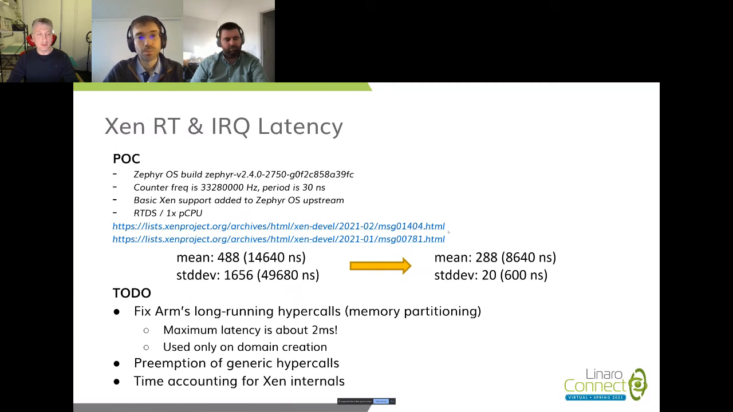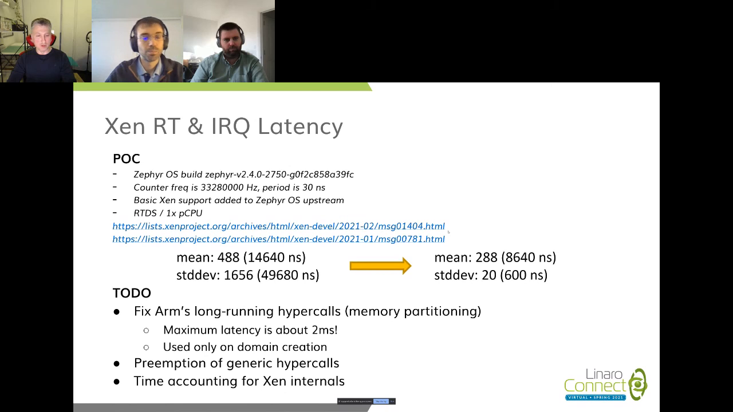And we did a POC using Zephyr with a very, very basic real-time scheduler configuration that's publicly available on the mailing list. With the implementing preemption, we've managed to get 600 nanoseconds deviation on the Renesas R-Car platform, and mean interrupt time up to 8 microseconds. So that's just the research that we've done.